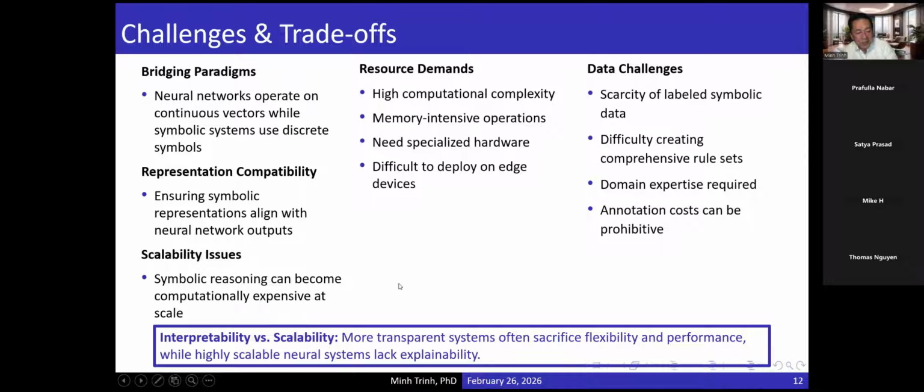So very often there's a trade-off between interpretability and scalability. Neural networks are very scalable, but sometimes they lack a bit of interpretability because the systems are so big, while symbolic systems are smaller, right? They're more difficult to scale, but they're more interpretable. Okay. But you see that maybe there's a happy medium between the two. Right? You'll see that later.